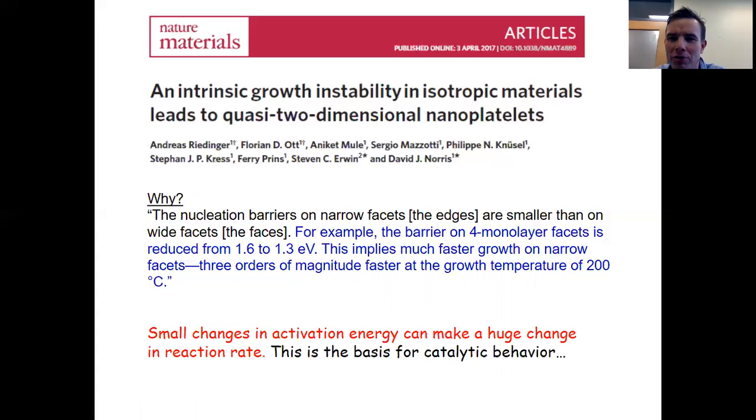And the larger point, right, is that small changes in activation energy can make a huge change in reaction rate. So small changes make a big difference. And this is the entire basis for catalysis. Right? This is what catalysis does, is it finds an alternative reaction pathway with a lower activation energy, and the reaction takes off.